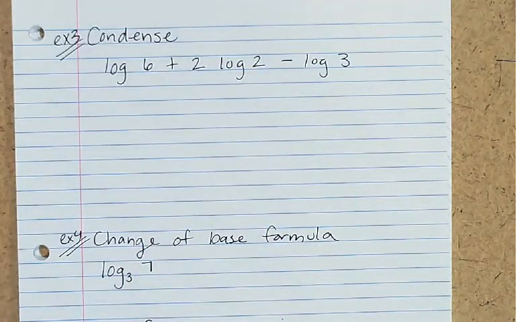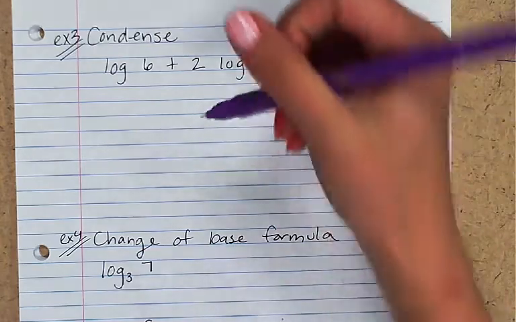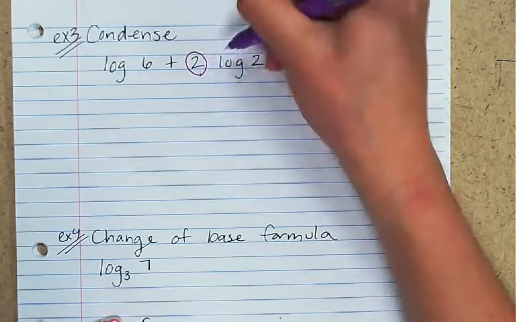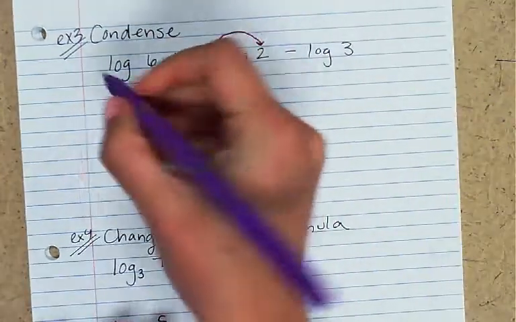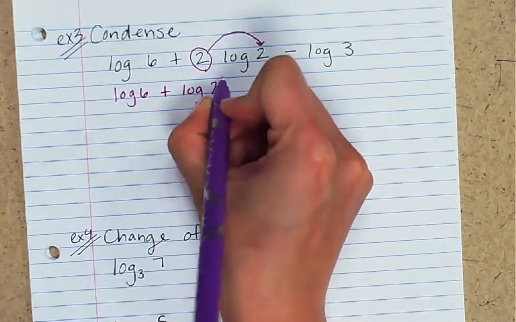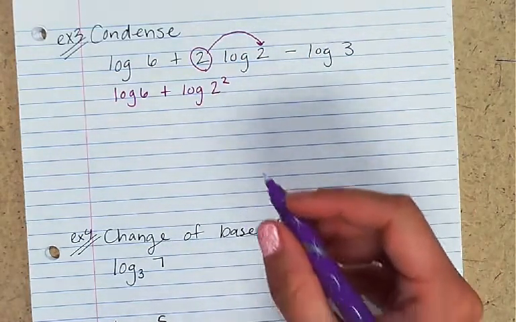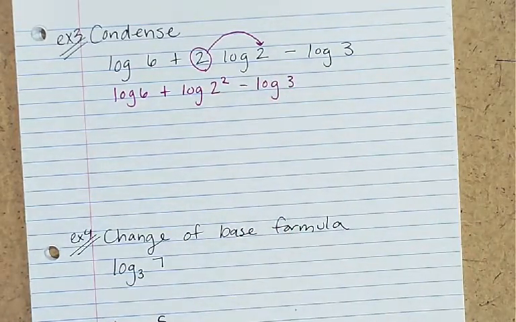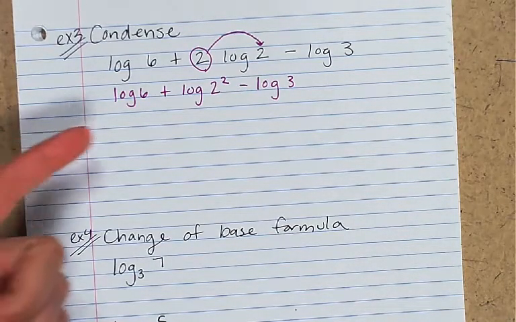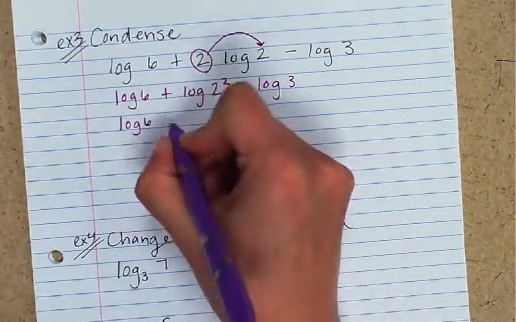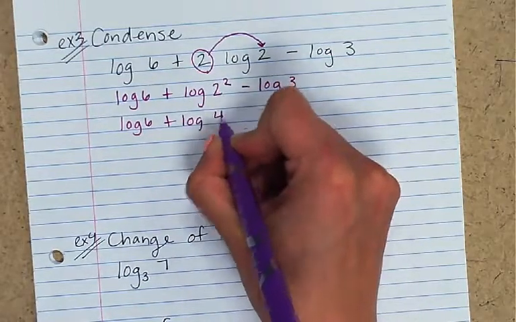So when you're doing this, the first thing you should do is notice if there's anything being multiplied in the front. So this 2 times log 2, the first thing I'm going to do is put it back up as an exponent. So I'm going to write log 6 plus log of 2 squared, which we will evaluate here in a minute, minus log 3. From there, if you have any parentheses, you would do that next. But since we don't have any parentheses, we're just going to move from left to right. So first, I'm not changing anything besides simplifying 2 squared to 4.